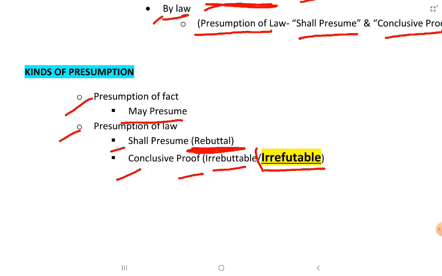The word irrefutable is in bold letters because sometimes in exam, the examiner asks the direct question, what is irrefutable presumption? So irrefutable presumption is same as conclusive proof. You have to write conclusive proof.